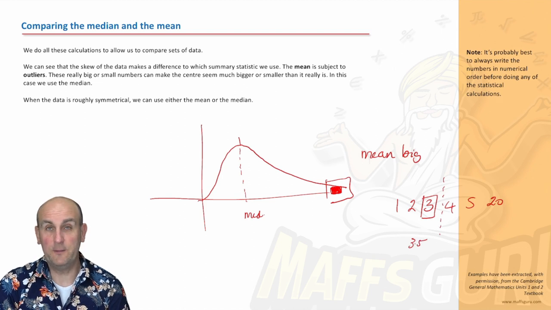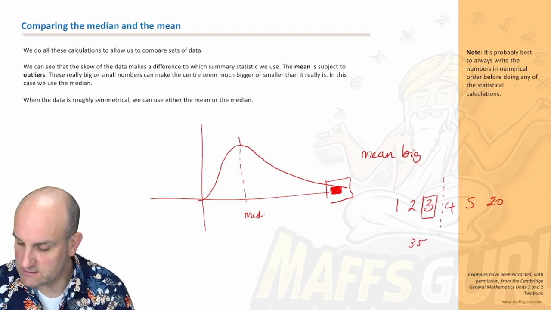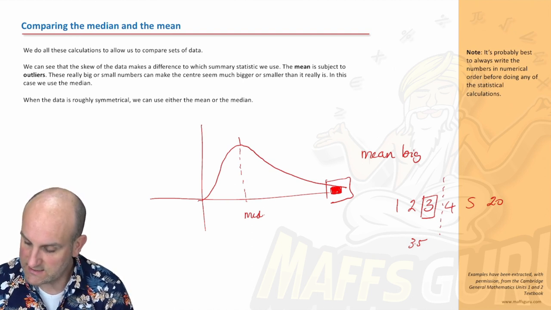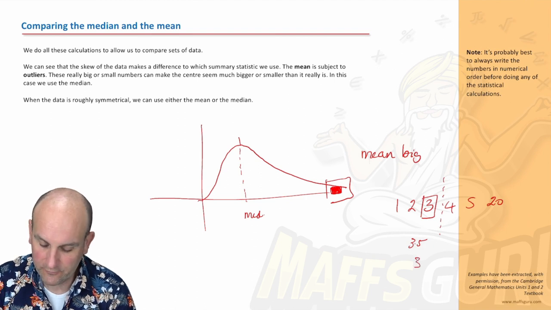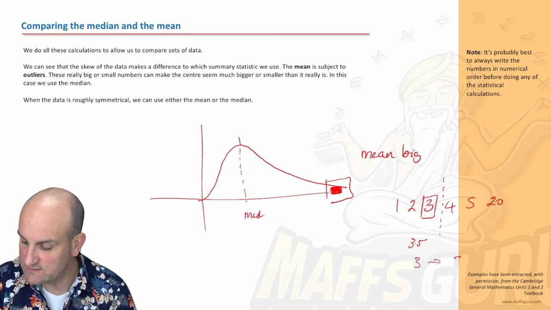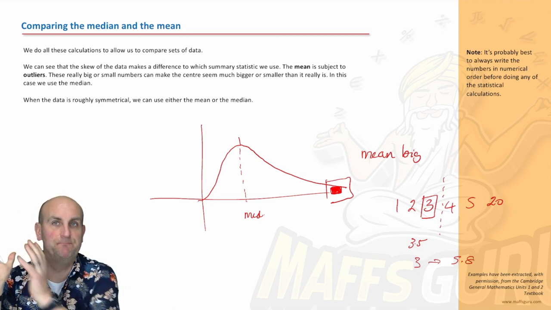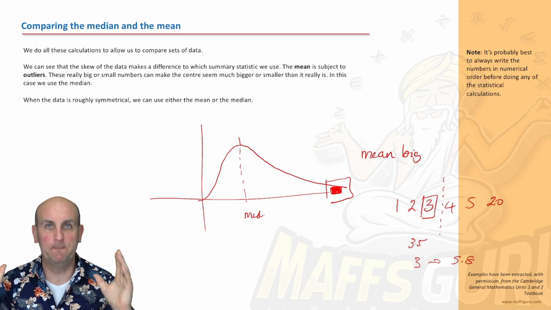But if I work out the mean of that, in fact, let's just do that. Let's turn my calculator on. Let's do 1 plus 2 plus 3 plus 4 plus 5 plus 20. And we're going to divide that by 1, 2, 3, 4, 5, 6. We now notice our mean has gone from 3 and spiked to 5.8. That's massive. Yeah, so those big data items have made my mean much, much bigger.